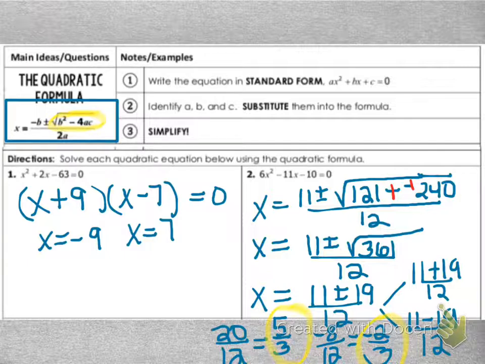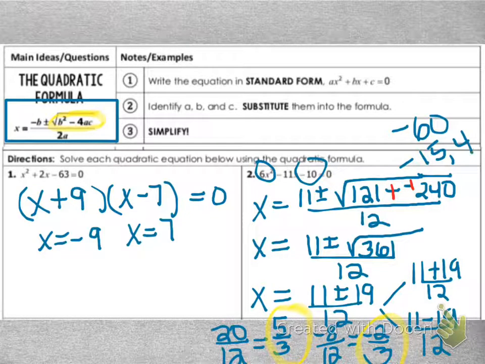So if we actually went back and looked at this, the A and the C, that's negative 60. Are there factors of negative 60 to add to negative 11? Yep, negative 15 and 4. So we could have factored this and used the AC method instead. And just seeing that discriminant, that b squared minus 4ac part was 361, which is a perfect square, that just meant, yeah, I could do factoring.